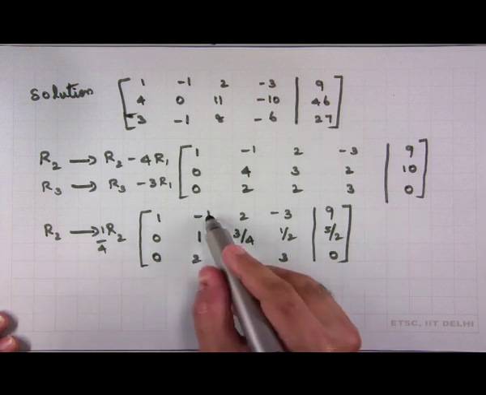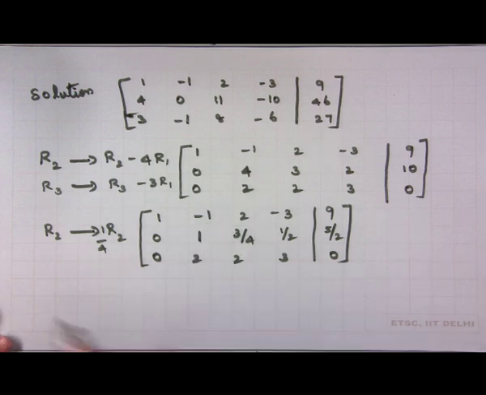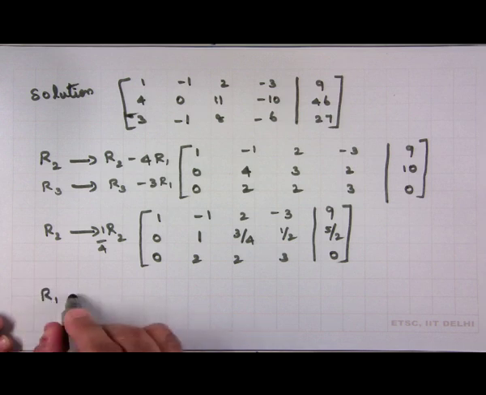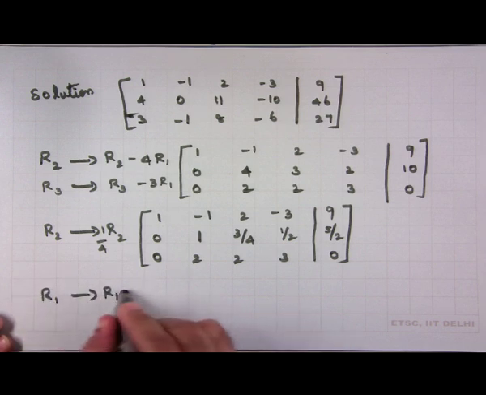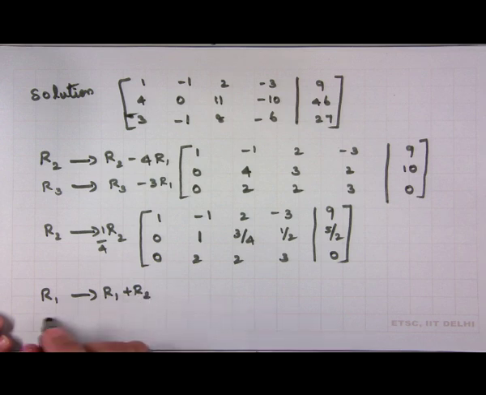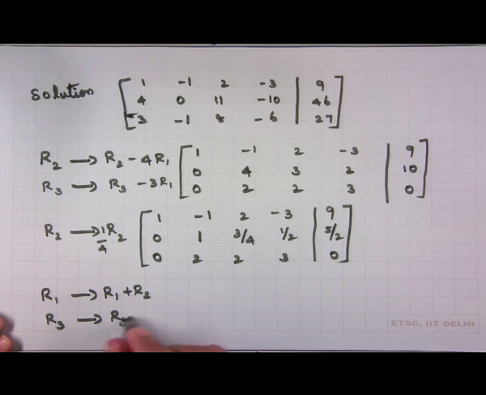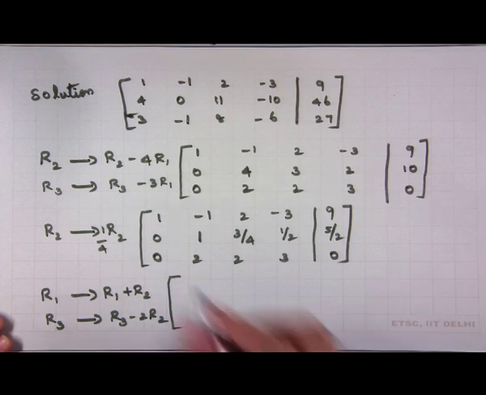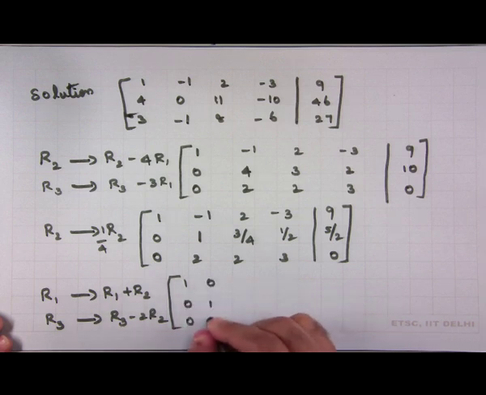Let us convert the other elements, which are minus 1 and 2 into zeros. R1 is replaced by R1 plus R2. Similarly, R3 is replaced by R3 minus 2 times R2. You have 1 0 0, 0 1 0. Now, let us do the remaining things.